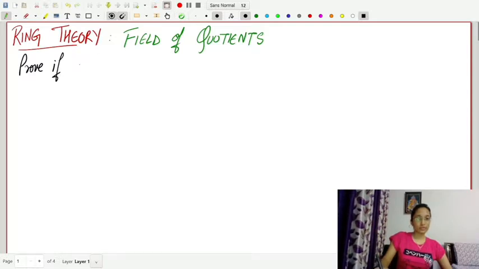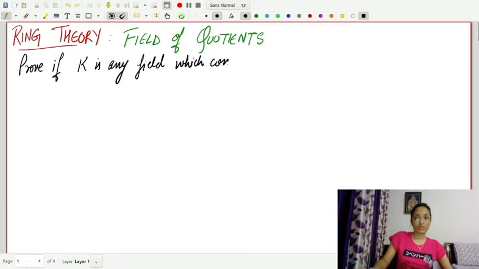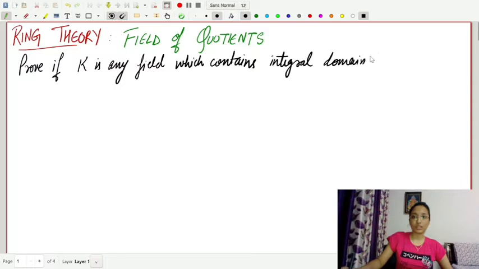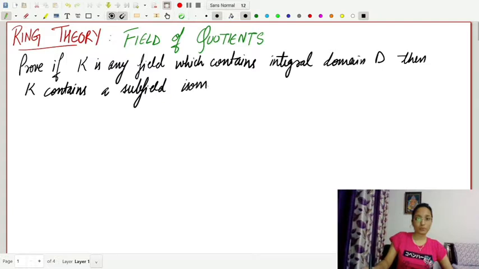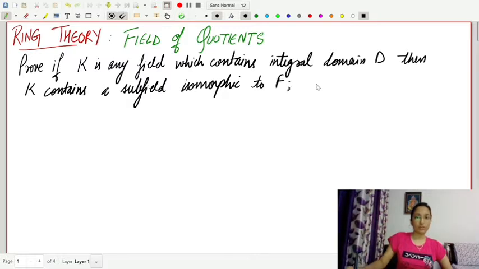that if K is any field which contains an integral domain D, then K contains a subfield isomorphic to F, where F is the field of quotients of integral domain D.